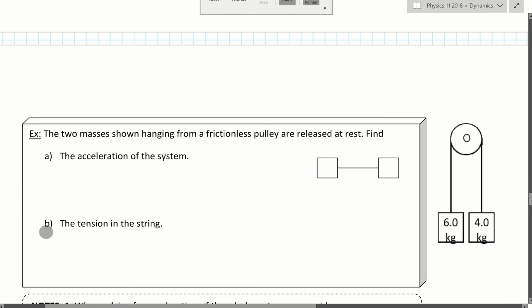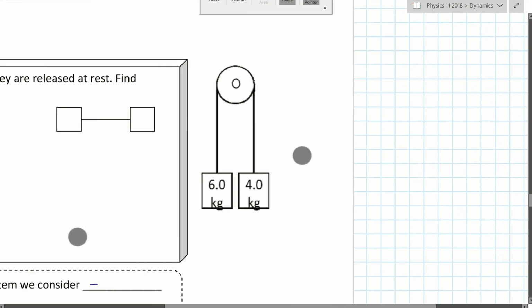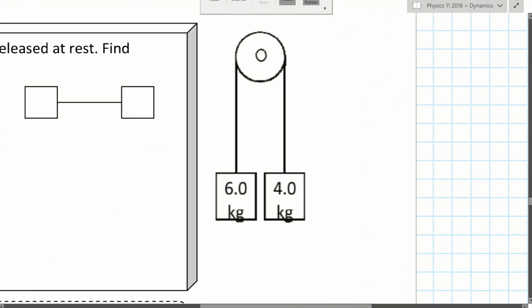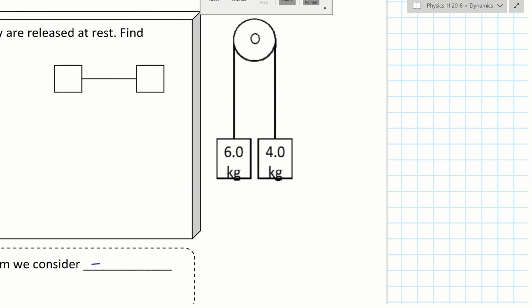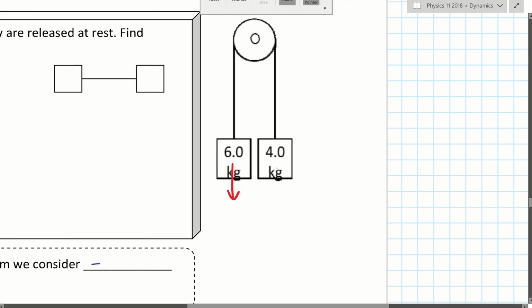Okay, so we have two masses. Now this time with numbers. They're exactly the same masses as before, the 6 kilogram and 4 kilogram. So let's free body diagram this first. We have two Fg. I'm going to have to name them 1 and 2. So how about the one on the left is Fg1, the one on the right is Fg2.